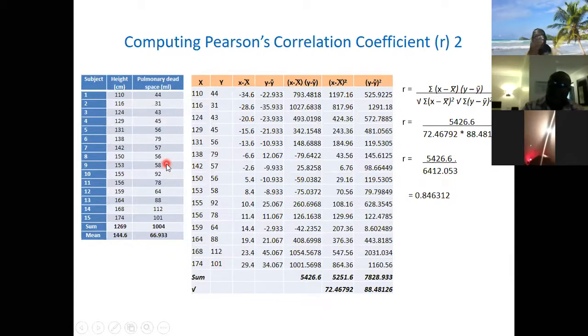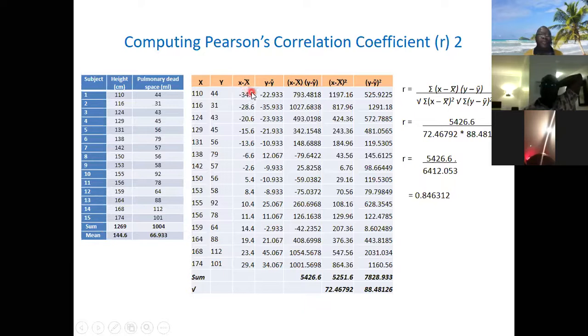It's very simple. If you look at this formula, there's nothing complex there. You already established the fact that it is covariance divided by standard deviation. So all you need to do is x minus x bar. This x is the height, the y is the pulmonary dead space. Look at their means. Calculate their means: summation and mean. If you sum everything and divide by the number, it gives you the mean.